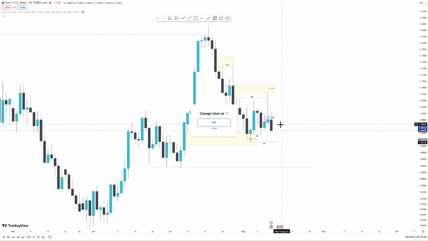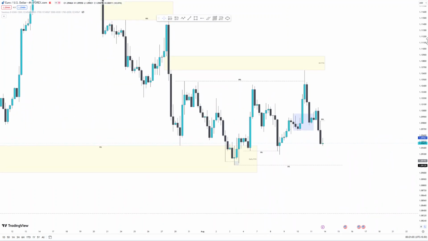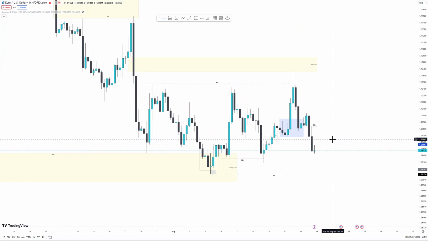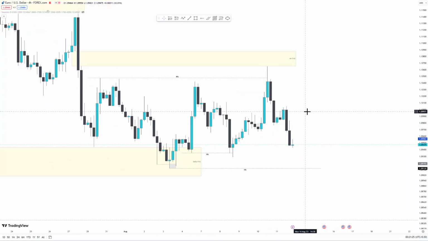Let's see what we have in 4 hour. So yeah, even in 4 hour, as I said in the daily review video, this would be the last zone I'll be looking for buys because I don't see any visible POIs or any liquidity areas here. So this got invalidated.